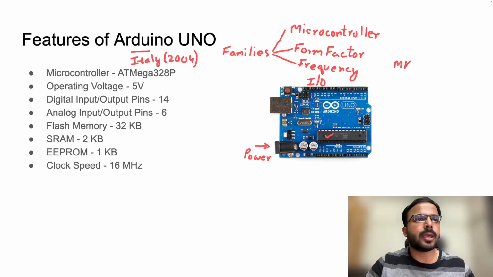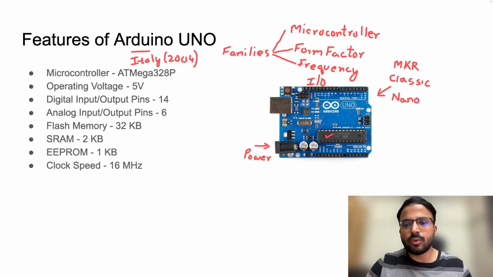So one is your MKR family. Then you have your classic family of boards. So Arduino UNO, which we are going to discuss in this course particularly, belongs to the classic family of boards. Then you have your Nano family of boards. So Nano family of boards are those microcontroller based Arduino boards which are used for your Bluetooth, then your Wi-Fi connection. So for example, ESP, Zigbee, and all that. And then you have your Mega family of boards. So Mega family of boards are very powerful boards because the microcontroller used there itself is very powerful.